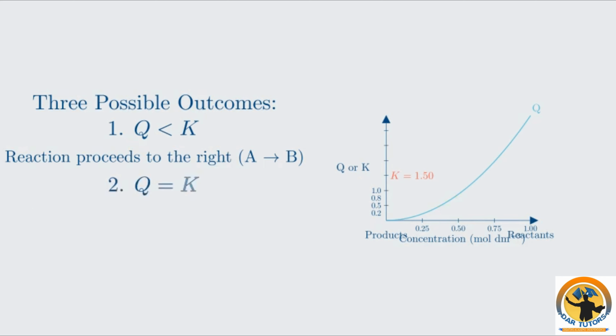Second, if Q equals K, the system is perfectly balanced. The ratio of products to reactants is the same as the equilibrium constant. The reaction is at equilibrium, and there is no net change in the concentrations.